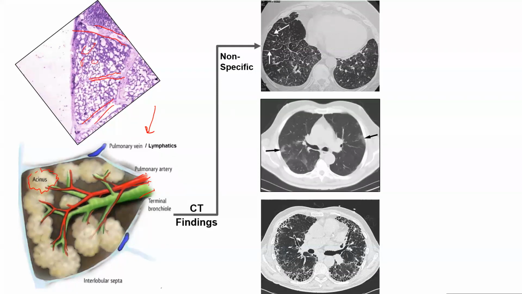So the first non-specific finding that I'm going to go to, and we saw it in our last patient, is here: the interlobular septa. Within that interlobular septa is your pulmonary vein, and also running along that is your lymphatics. They eventually run back and meet up with your pulmonary artery and terminal bronchiole, and those basically create bronchovascular bundles.